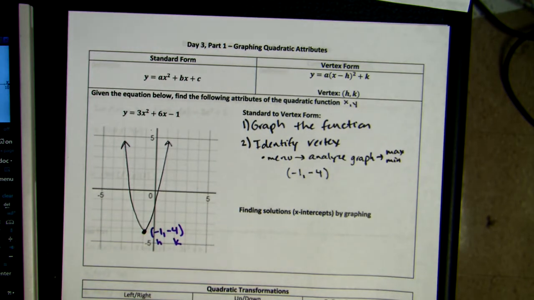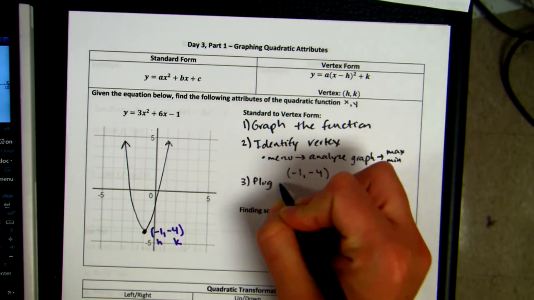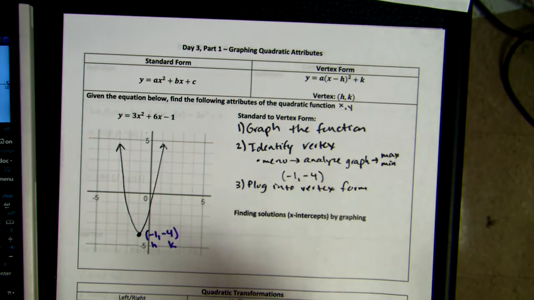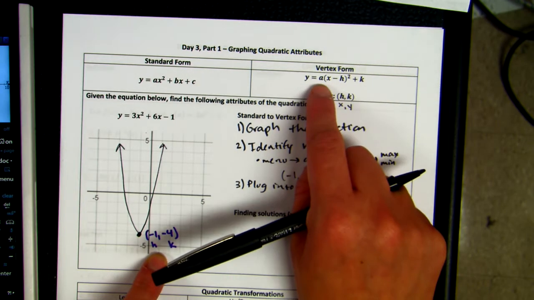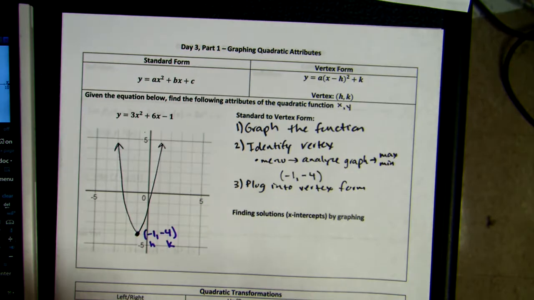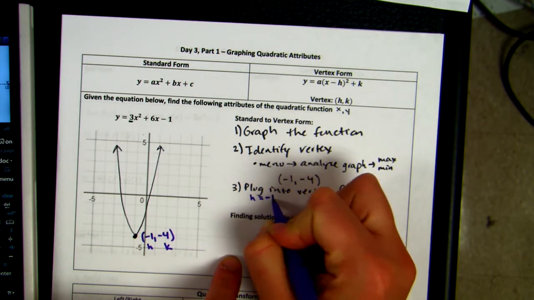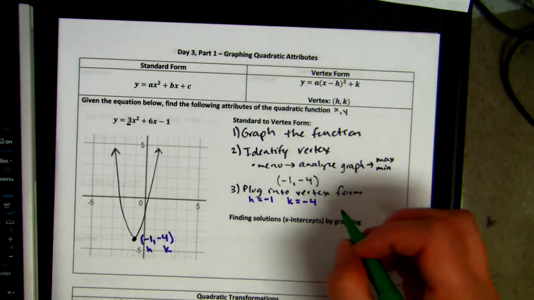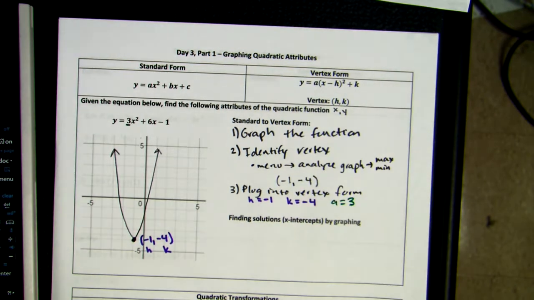From there, I just plug into vertex form. So the last thing that I do is plug into vertex form. Don't forget that we have an a value as well. We have our h and k value, which goes into this part of vertex form, but we have this a value in front. Reminder that your a value is whatever number's in front of x squared. So I know h is equal to -1, I know k is equal to -4, and I know a is equal to 3, and I just plug it into vertex form, which I see here.